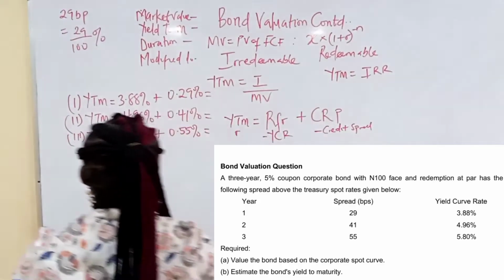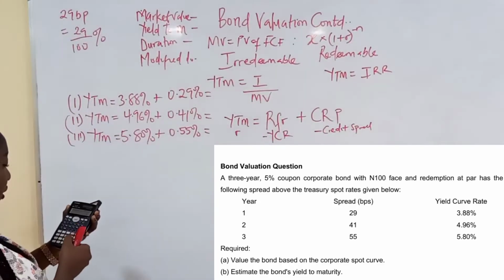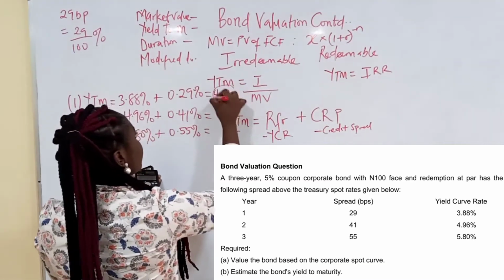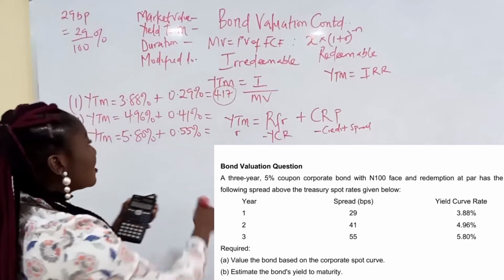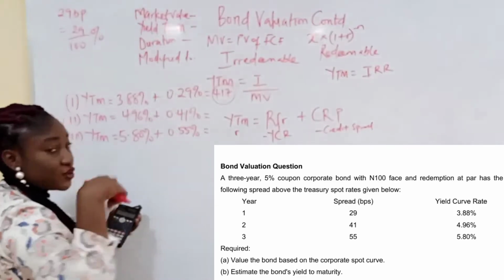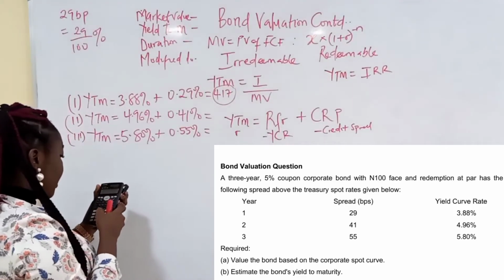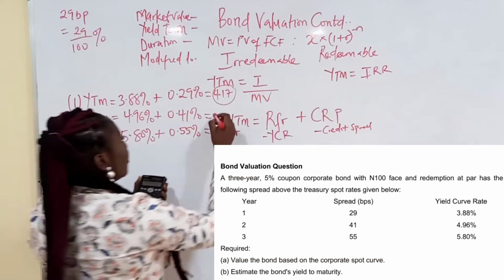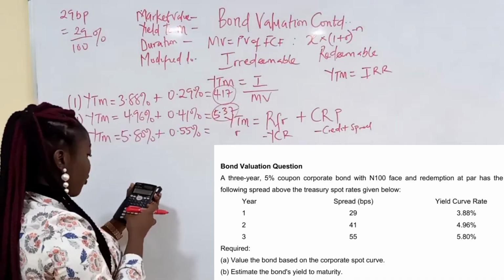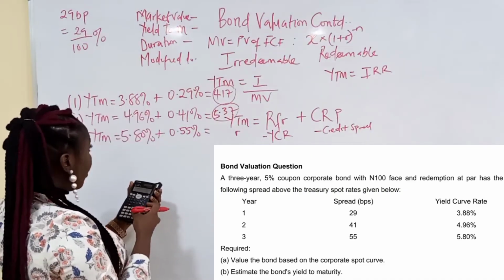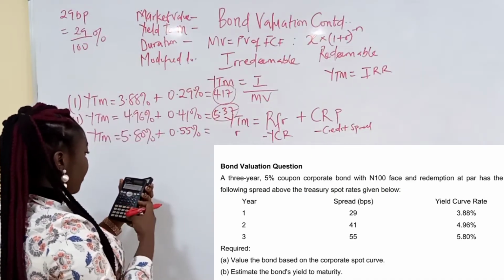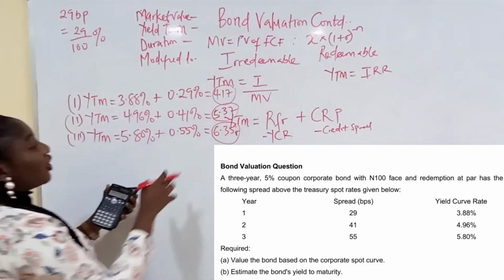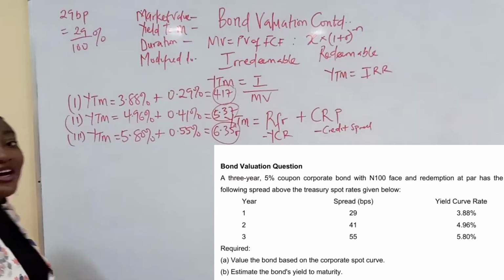3.88 plus 0.29 is what? 4.17%. This is what you use to discount in year 1. You can see it's not constant all through the years as we assumed. Okay, so 4.96 plus 0.41 will give you 5.37. 5.8 plus 0.55 gives you 6.35%, right? Now, when you have all of this, you go and value the bond.